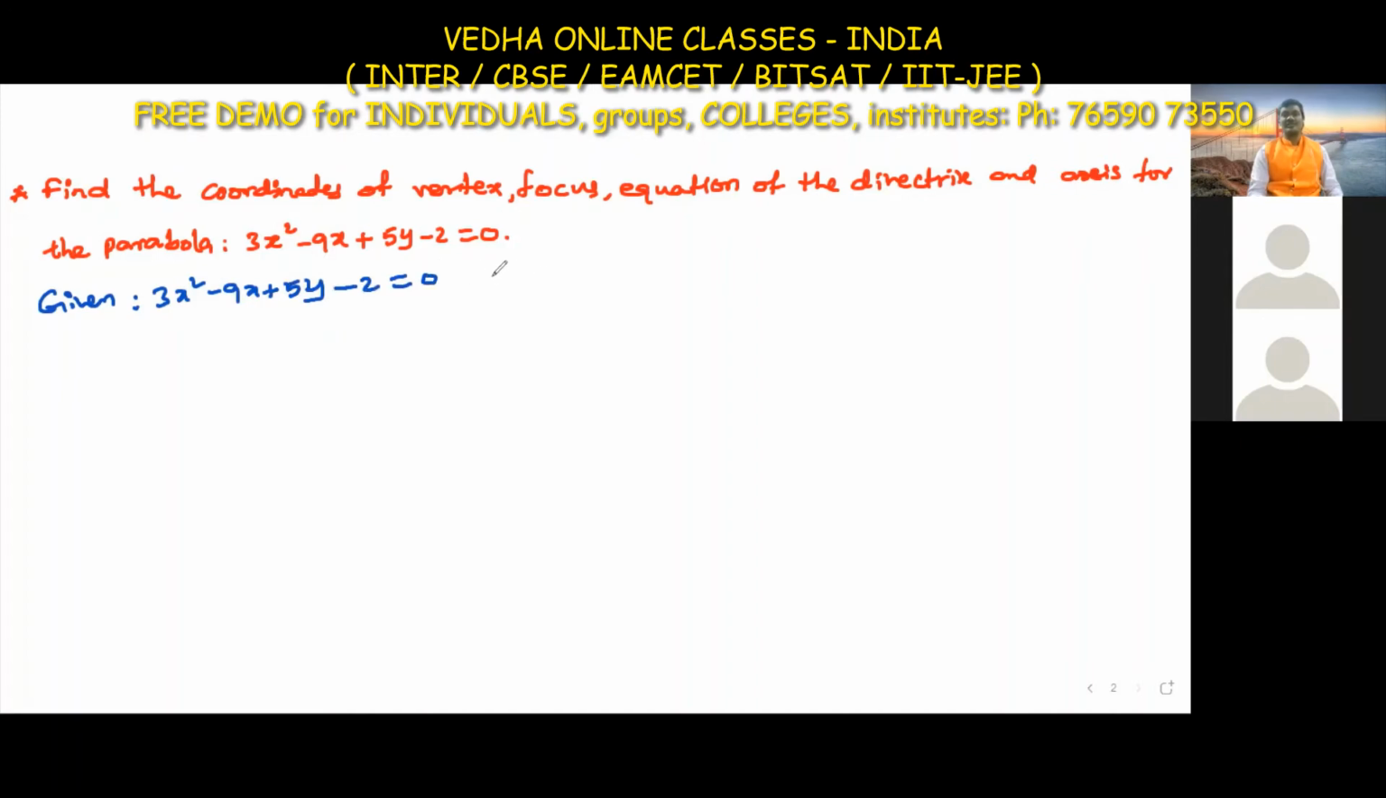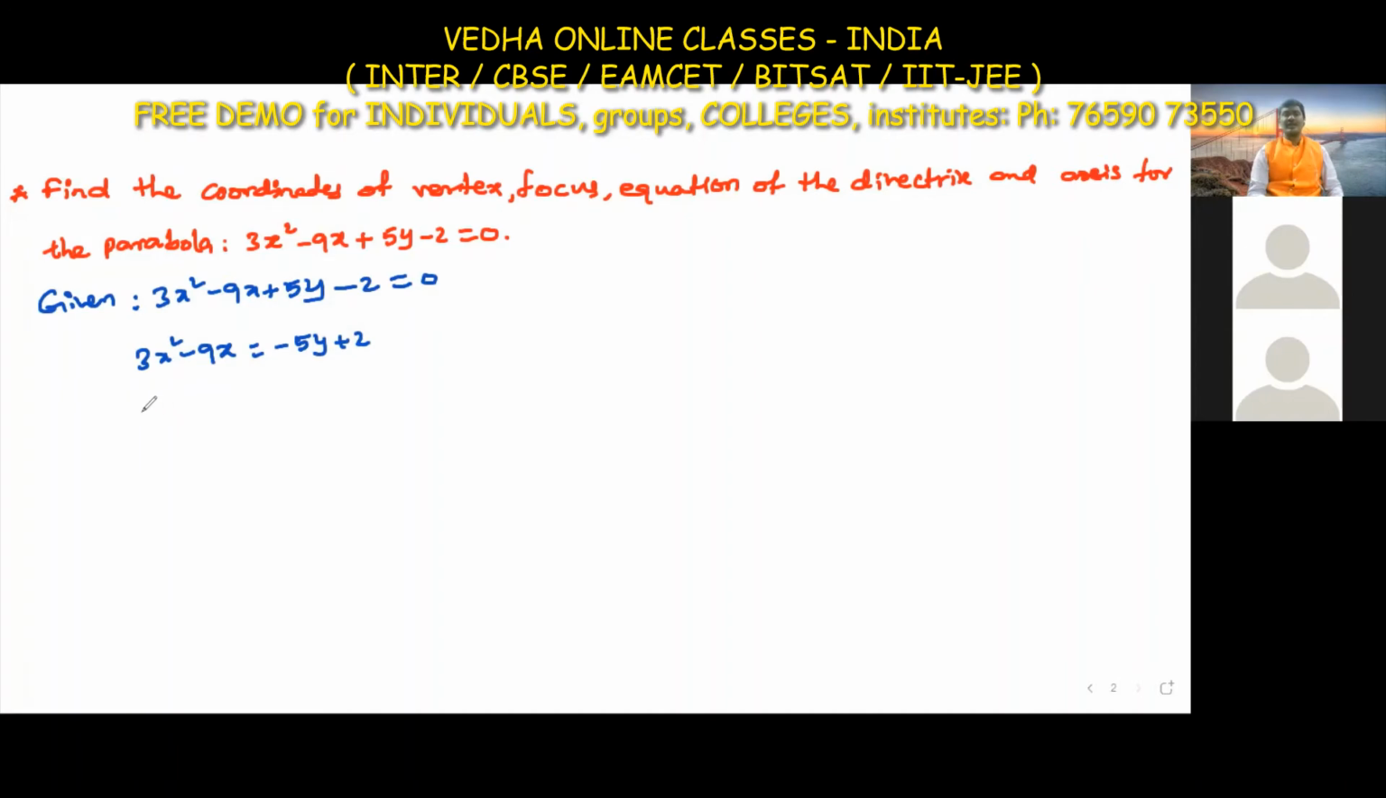Now identify the square term. Wherever we have the square, write those terms on the left side and the remaining terms on the right side. We have the square for x, so write 3x square and minus 9x on the left side. Remaining terms go to the right side: plus 5y becomes minus 5y and minus 2 becomes plus 2. Understood?